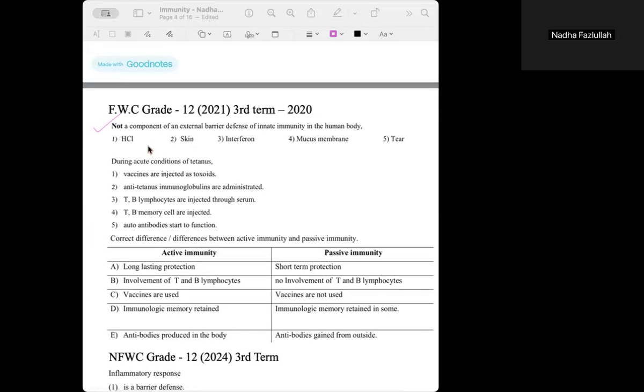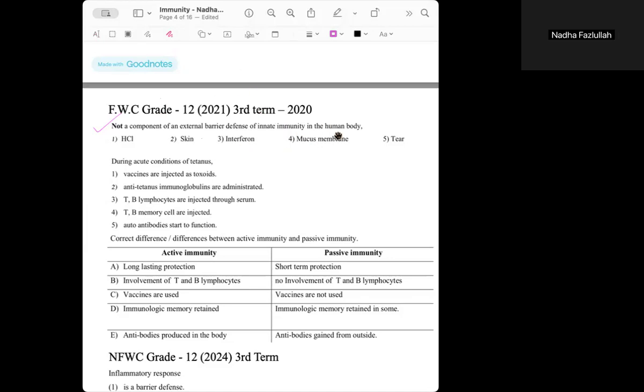Then, not a component of an external barrier defense of innate immunity. Is HCl an external barrier defense? Yes, HCl is an external barrier defense. Where is it found? It is found in the stomach. It is actually secretions from organs. Then skin. Yes, skin is also an external barrier defense. Interferon. Is interferon an external defense? No, interferon is not a barrier defense. It is an internal defense of innate immunity. So interferon should be your answer.